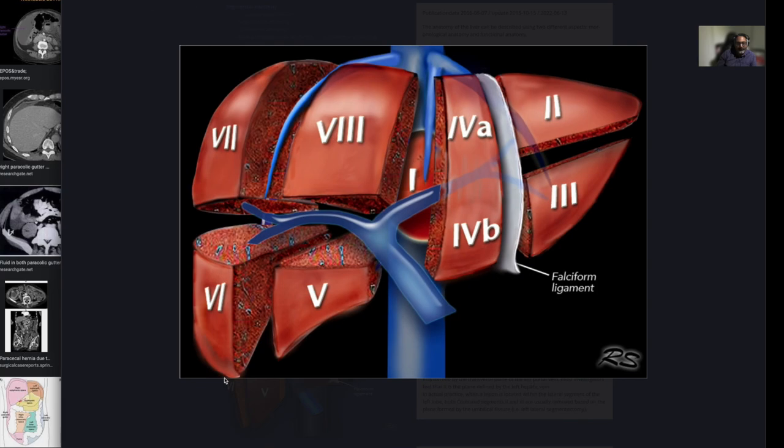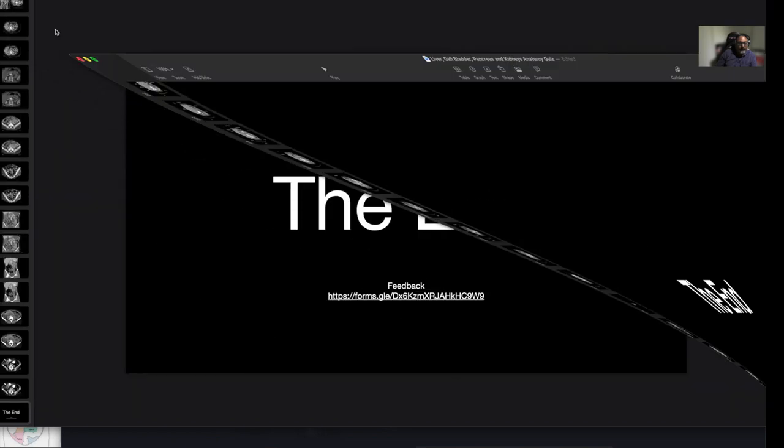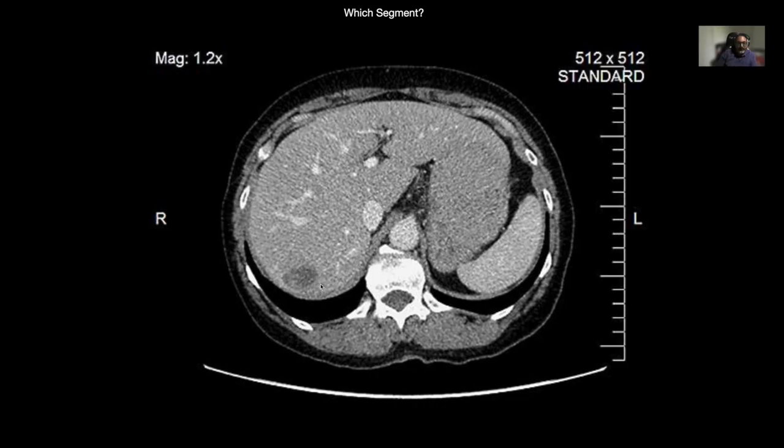Okay, now let's look at it this way. First of all, is it left or right? Yes, now this picture is like a coronal view. And this is axial. Oops. Okay, which one was it? Wasn't this one? Correct. So it is all the way to the right.